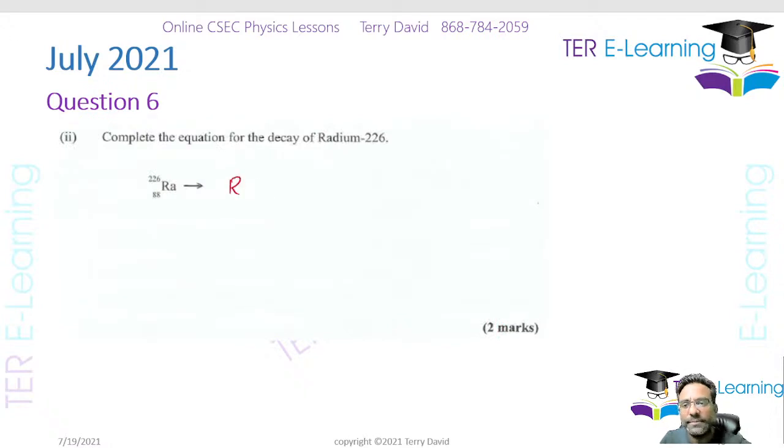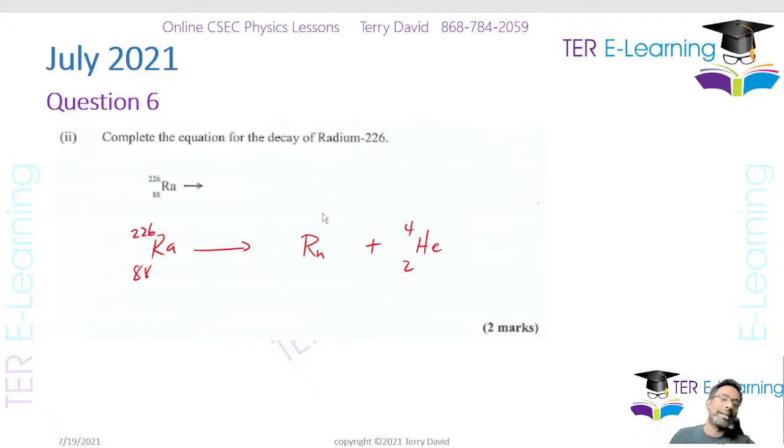So let me just write this a little bigger. I have this 226, 88, and you're going to get Rn, and they said you're getting an alpha particle. The alpha particle could be represented by this He 4 2. So you need to make sure your mass numbers on the left hand side equal the total mass numbers on the right side. If this is 4 here, it means that this here has to be 222. If this is 2 here, it means that this here has to be 86. So that's all for 2 marks. Easy 2 marks.